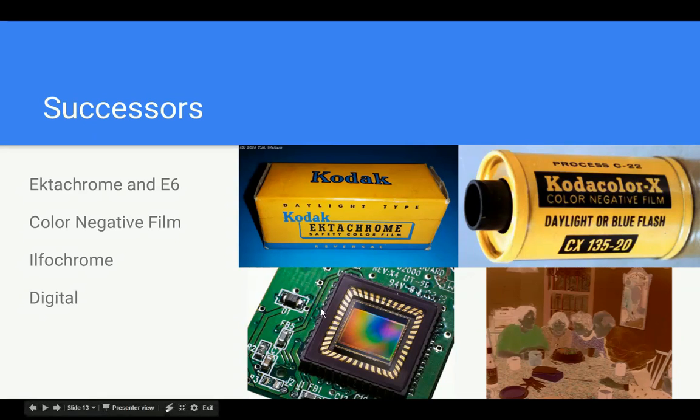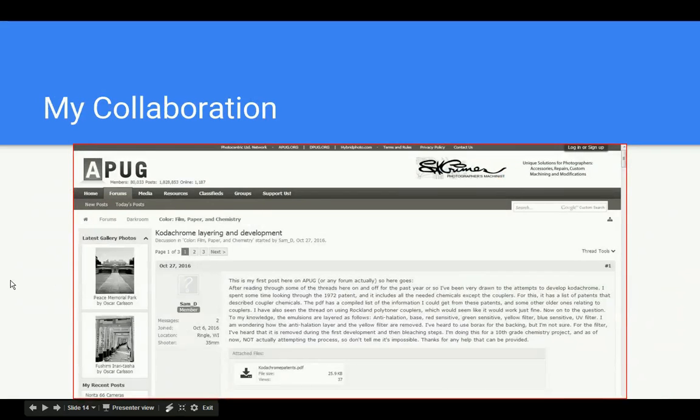So for my collaboration on this project, after I researched quite a bit and looked at the patents quite a bit, I went on apug.org, which is Analog Photography Users Group, and I posted a thread just asking a couple of questions that I hadn't found an answer to in my research. One of them was about the yellow filter, and another one was about the anti-halation backing.